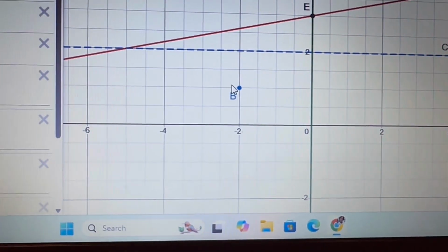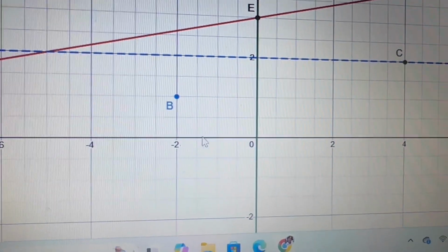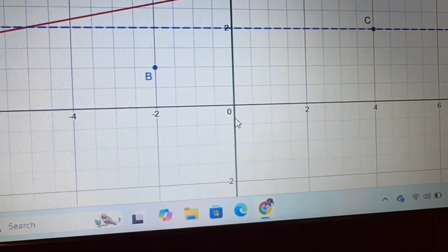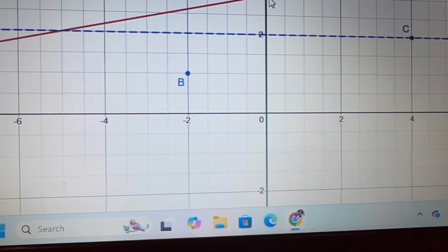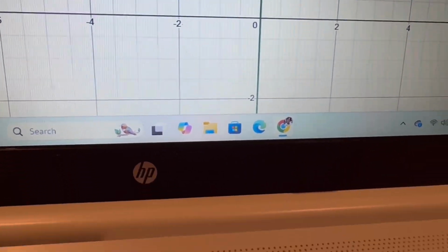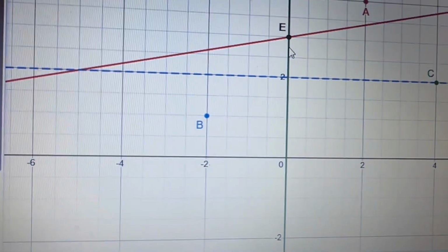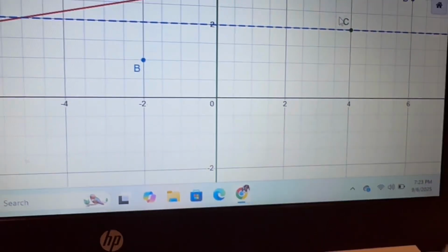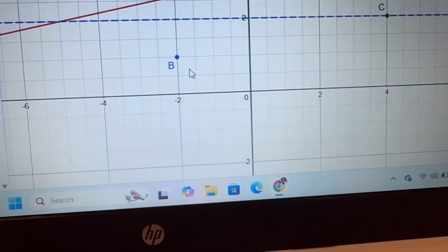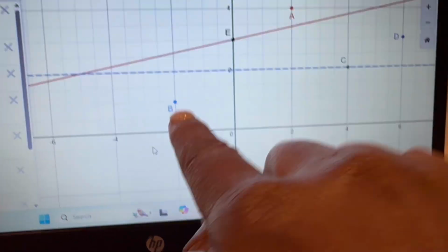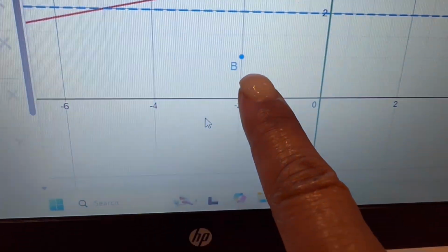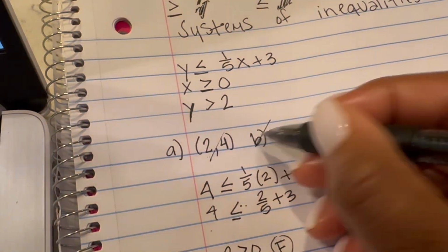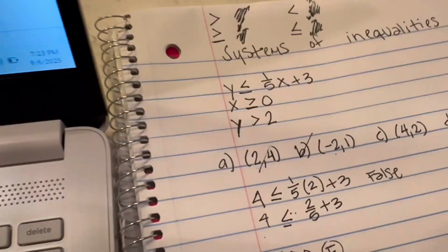Is B greater than that green line? No, it's negative, -2. It's not greater than 0. So B is not an answer. What about E? Is E greater than or equal to 0? It's equal. It's not greater than it, but it's equal, so E works. Is A to the right of the green? Yep. C and D are to the right of the green. B is to the left, less than 0, over here in the negative numbers. So B is not a solution of this inequality system.